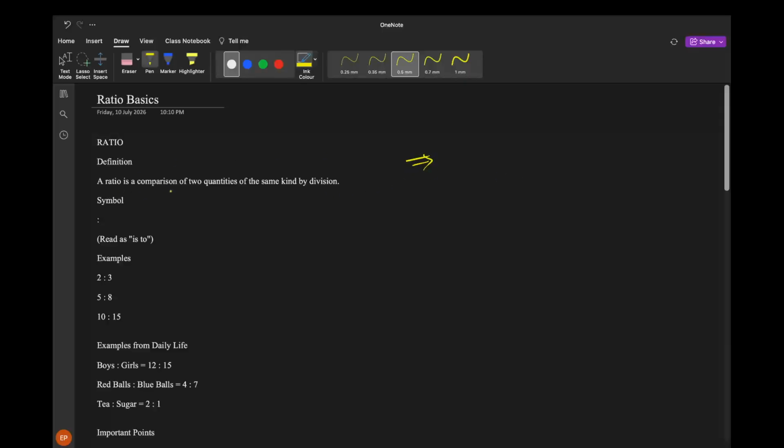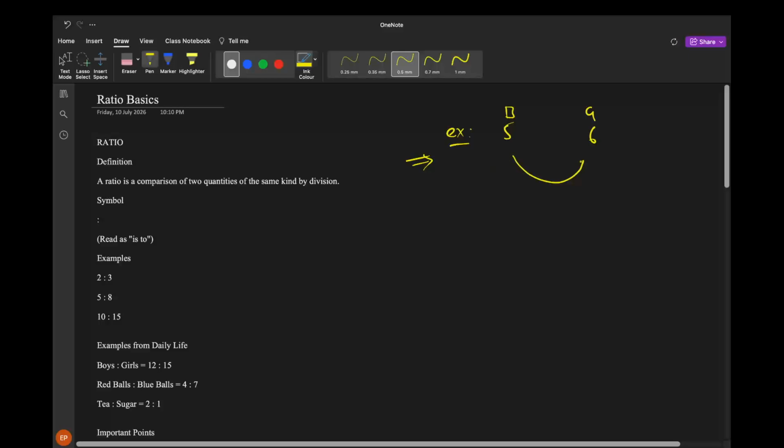A ratio is a comparison of two quantities. Let me take an example. Through example, we can easily understand. Assume here 5 boys are there. Here 6 girls are there. We are just comparing two quantities, 5 and 6. Ratio is a comparison of two quantities of the same kind. These are the same kind. Both belong to human beings, right?